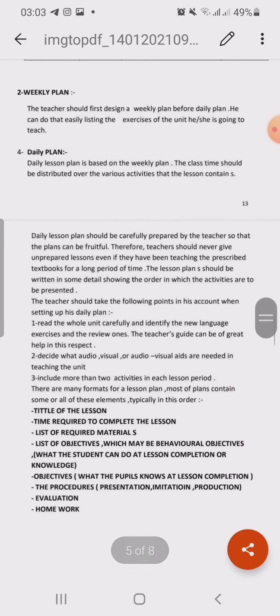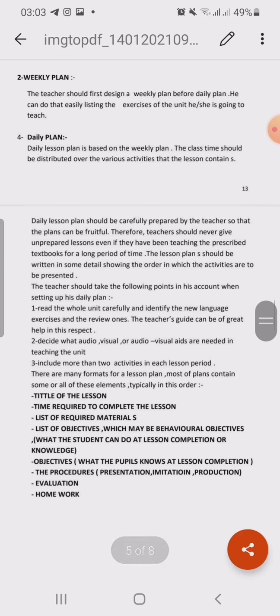Moving to weekly plan. The teacher should first design a weekly plan before the daily plan. He can do that easily by listing the exercises of the unit he or she is going to teach. That means he will make a list of the exercises he will cover in each unit.